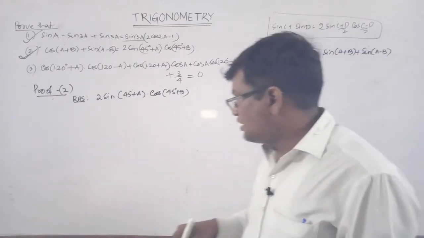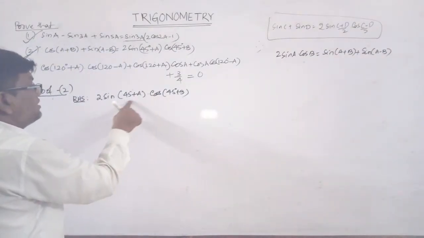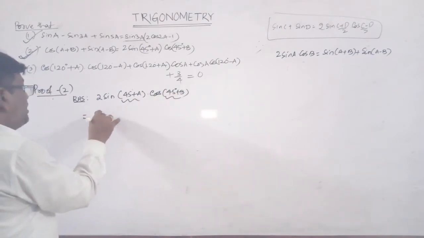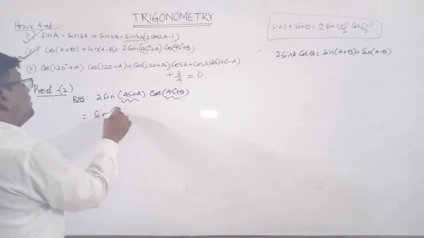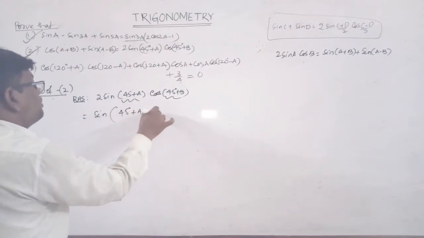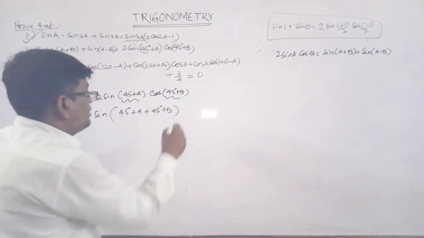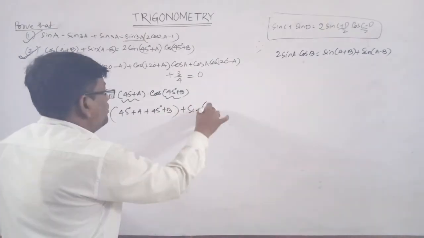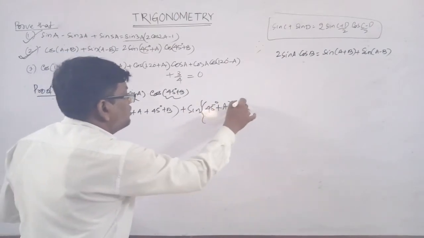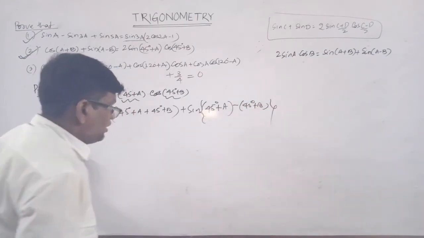So sin (A plus B) plus sin (A minus B). Here this is A and this is B. So sin (A plus B) means 45 degree plus A plus 45 degree plus B, and plus sin (A minus B) means 45 degree plus A minus (45 degree plus B).